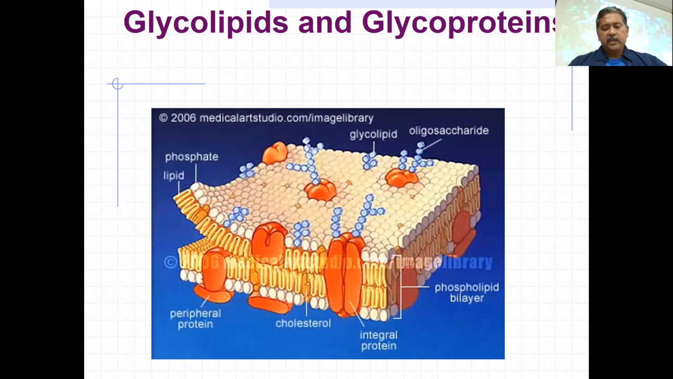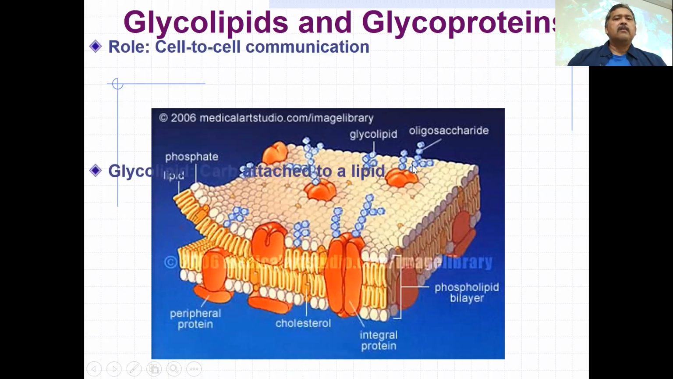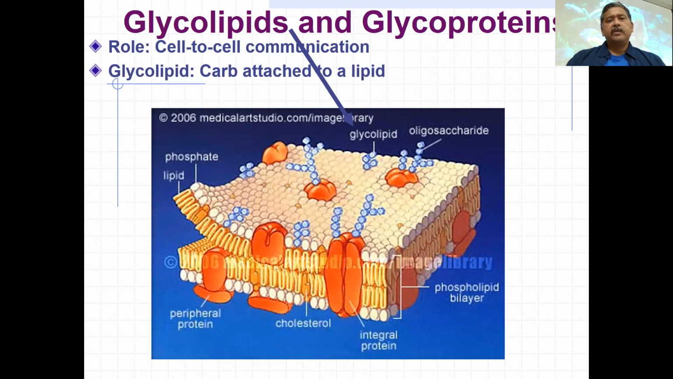And still another way is through what we call glycolipids and glycoproteins. Glyco, remember from our inorganic chemistry and chemistry studies, glyco means a carbohydrate. And so what we see here, there are chains of carbohydrates that are either attached to lipids, like this guy right here, or they're short chains that are attached to proteins, like these guys right here. So their role is also cell-to-cell communication.